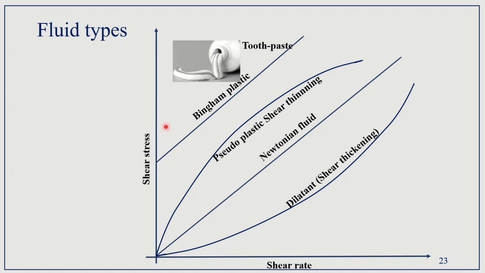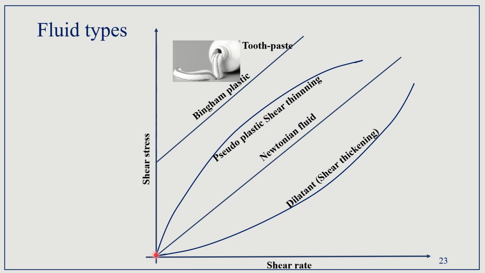So here, say shear stress is proportional to shear rate, but for that we initially need some amount of stress, which we call yield stress. So if an initial stress is put on the fluid, after that the fluid starts behaving similar to a Newtonian fluid, and we call it Bingham plastic.